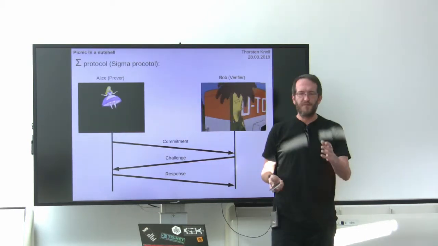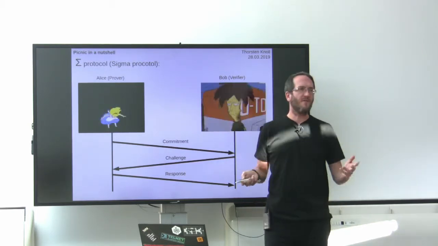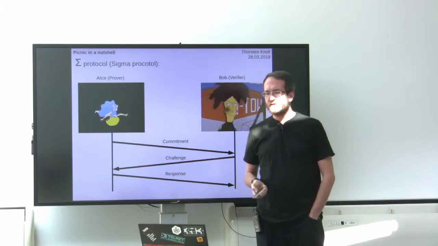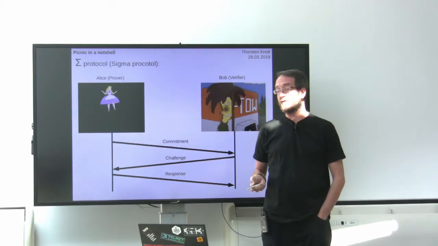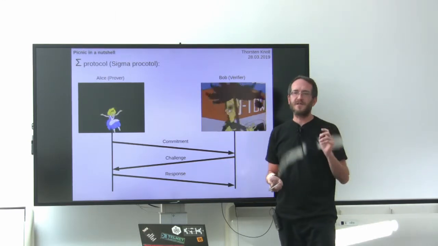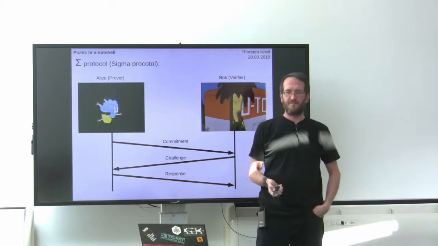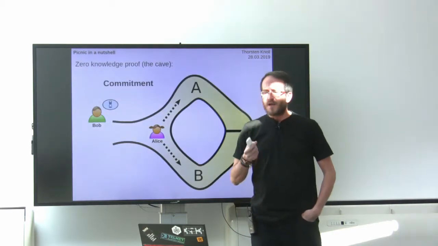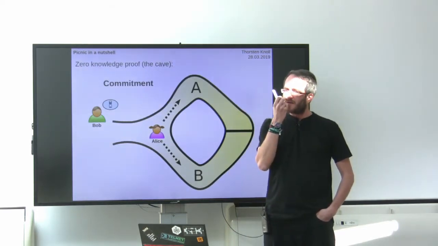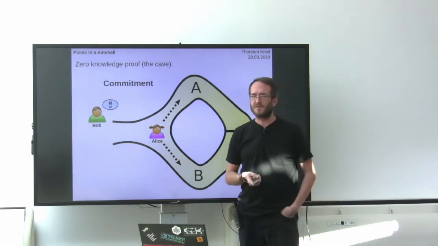It's about a cyclic group, and it's fancy, but not that hard to read. Don't do that now because we have a lot of stuff to go through, so keep that in mind. And why is it named Sigma protocol? Because it kind of looks like a big sigma. Zero knowledge proofs are based on Sigma protocols.